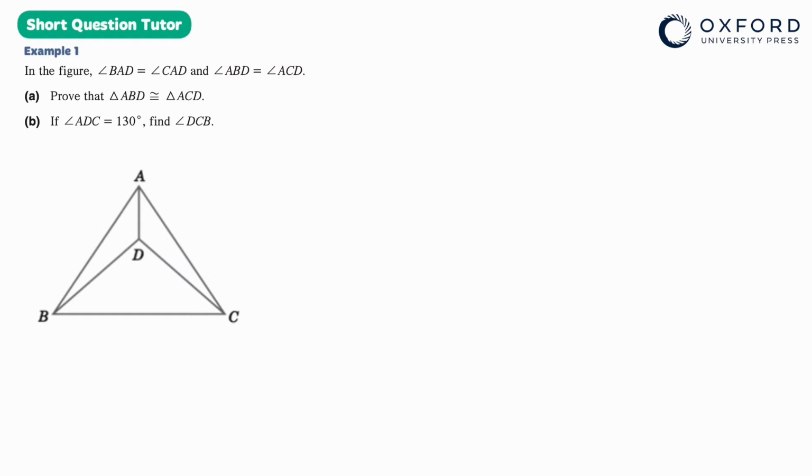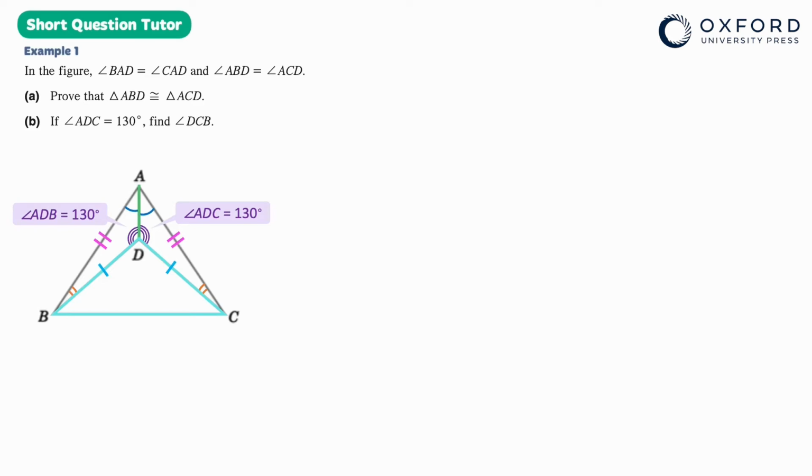In part B, we need to use what we proved in part A to help us to do the calculation. We mark the conditions on the figure first. These corresponding angles and these corresponding sides are the same. We find that this is an isosceles triangle. We also know that angle ADC is 130 degrees. That means this angle is also 130 degrees.